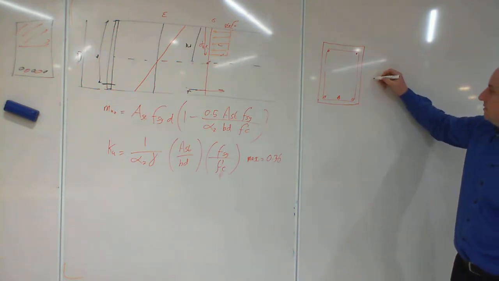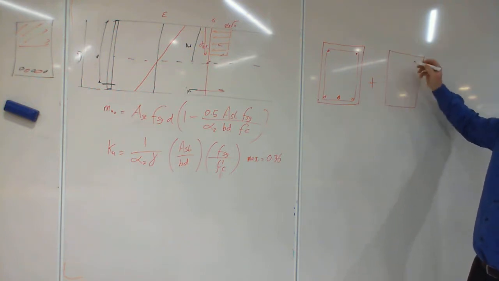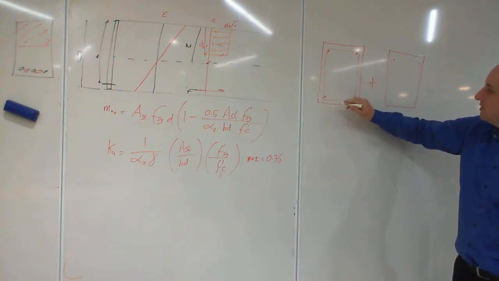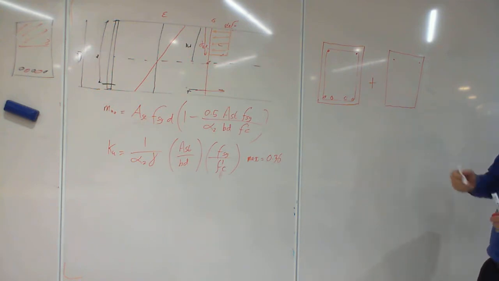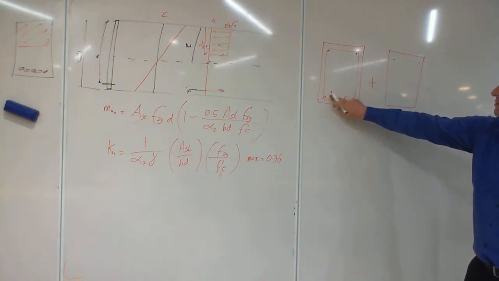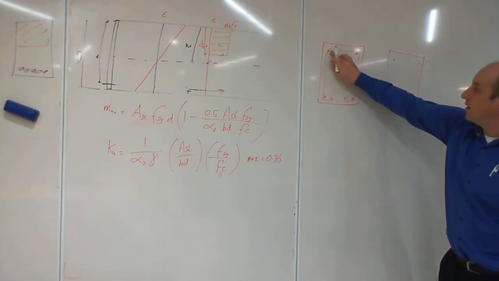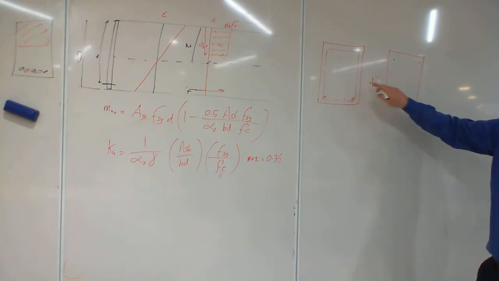So that, all we're doing now is saying, okay, let's take top steel. Let's say in this one we had 4 bars here, 2 bars at the top. What we're going to do is imagine that is without those 2 bars, and put those 2 bars over here. So now we have a singly reinforced concrete beam plus a steel beam.